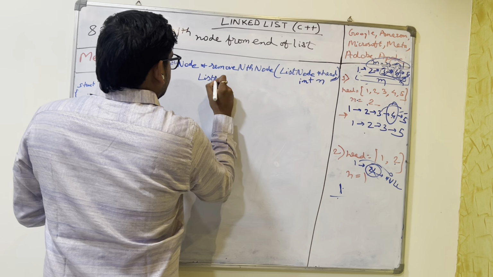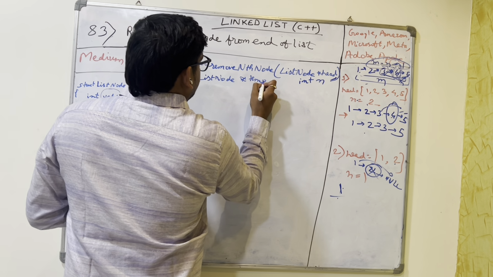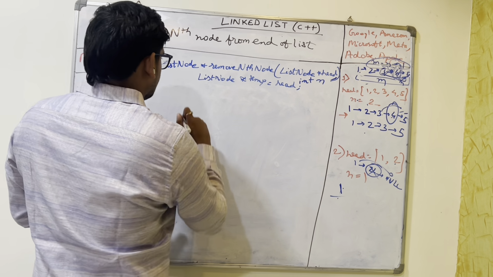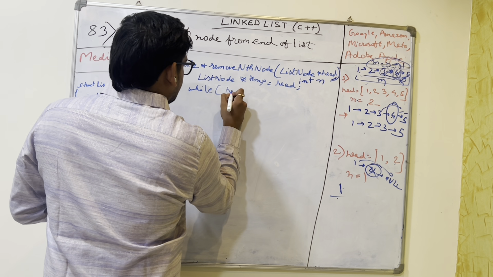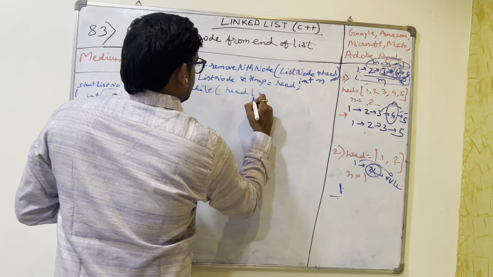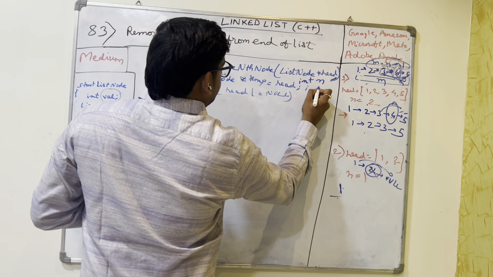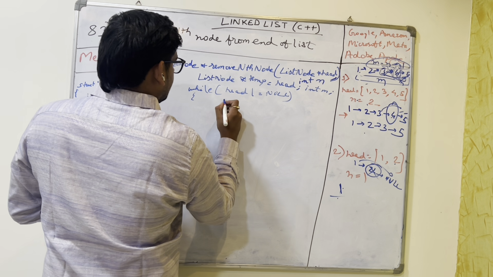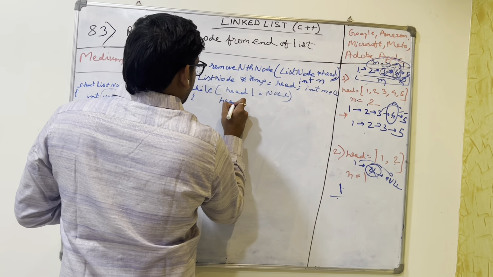We'll take a backup node because we will be traveling. So say temp node is equal to head. Now what we'll do, we will say while head not equal to null, and we'll have int m, right, to find the length. While head not equal to null, m will be equal to 0 and head equal to head next.